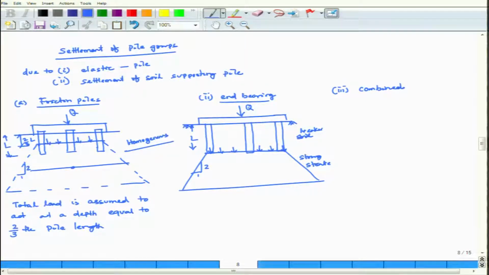In case of end bearing, what is the assumption? The total load is assumed to act at a depth equal to length of pile. This is my length of the pile, total load will act at a depth equal to length of the pile. So, this will be 1:2 distributions. Then both end bearing and friction pile, in that case, for combined case, what will happen?